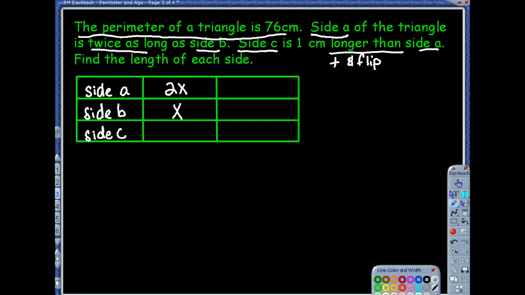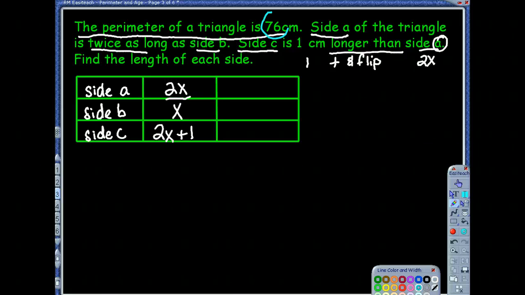So 1 longer than side A was referred to as 2x, that's what we've established side A to be. So if I'm adding and flipping the 2x and the 1, I now have a 2x plus 1. Be careful with that one, that it's got to be 1 longer than side A, which is not just our x here. So be really cautious when you are looking for what that's going to look like in terms of variables.